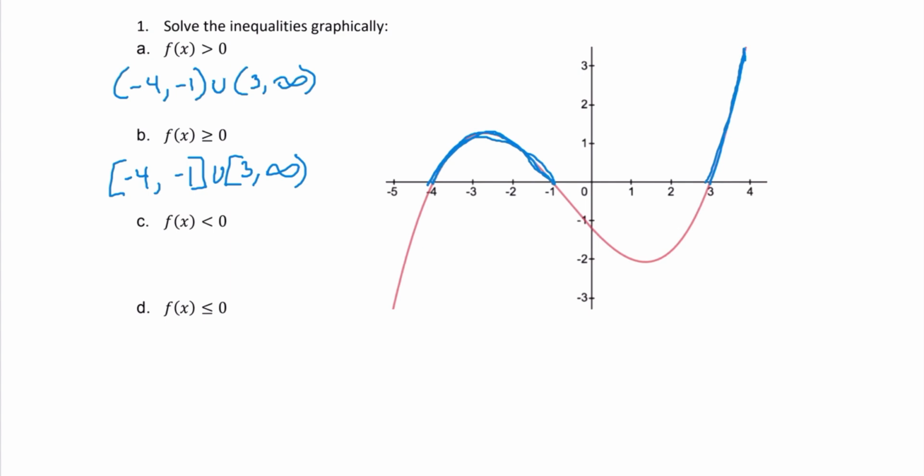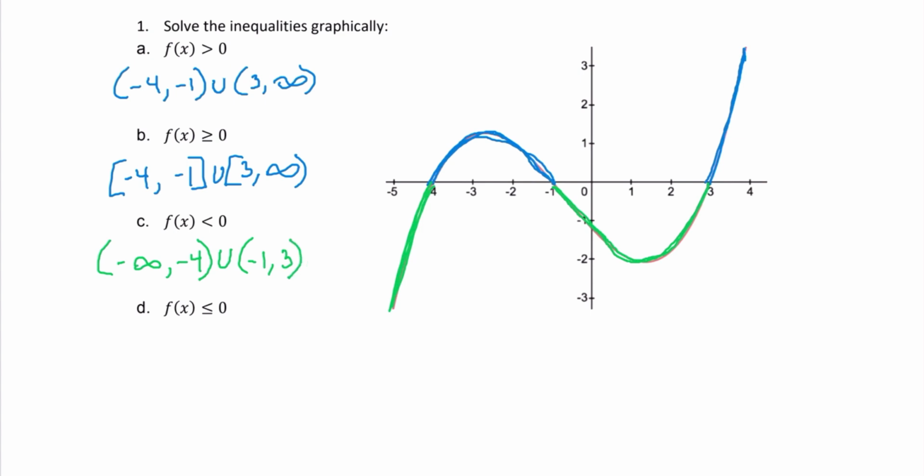In example C, we have f less than 0. In other words, where is the graph below the x-axis? That's on this first piece here. Again, your answer is in terms of domain or x values. So that is from -infinity up to -4, parenthesis. Again, parenthesis on the -4 because we're looking at a strict less than. We'll union that with the other interval, which is from -1 to 3. That region is also below the x-axis. -1 up to 3, parenthesis.